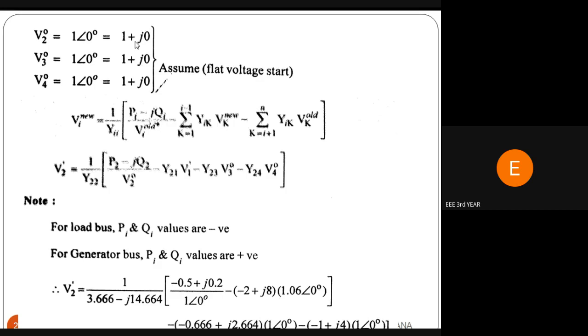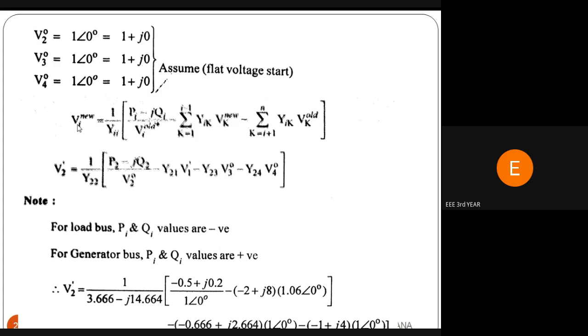Otherwise, if any generator bus is available, we have to calculate the Q value, and after that check whether that Q value is coming under the limit or not. Then we have to come to this equation for finding the Vi new value. If it is a load bus, we can eliminate that Q. We don't need to find the Q value, that is the reactive value. We can come directly to find the Vi new value.